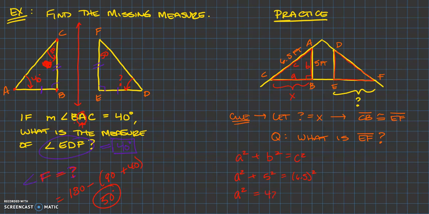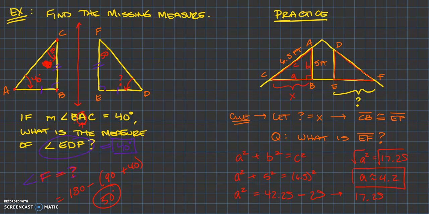6.5 squared is 42.25. And I'm going to subtract 25 because 5 squared over here is 25, but then I have to subtract it from both sides. So that a squared then is going to be 17.25. So you remember, if I have a squared, this goes back to a previous unit, so I'm going quick. I've got to take the square root of both sides. So a is going to be approximately 4.2.